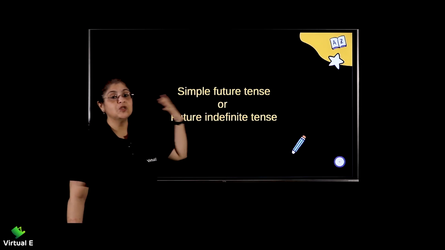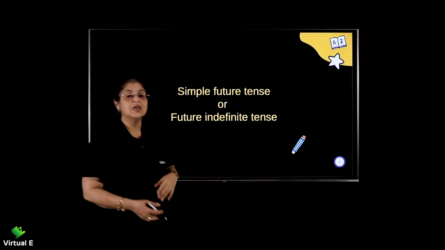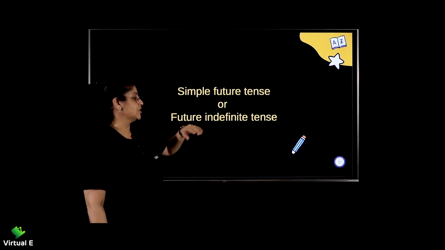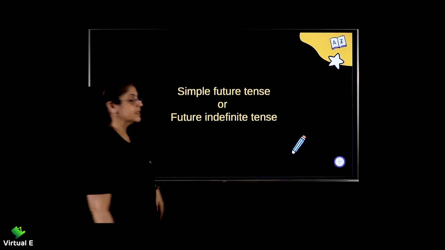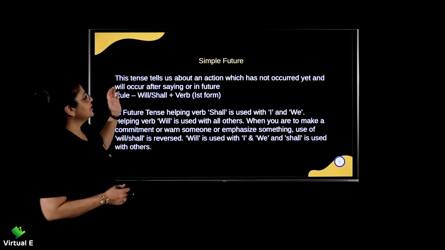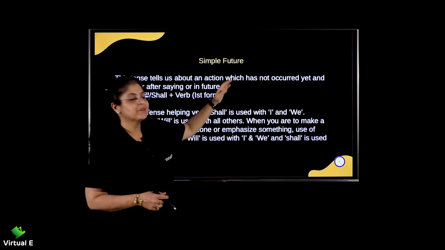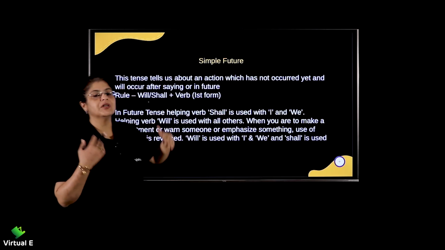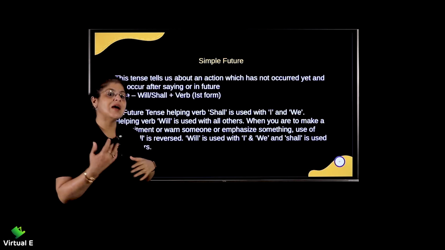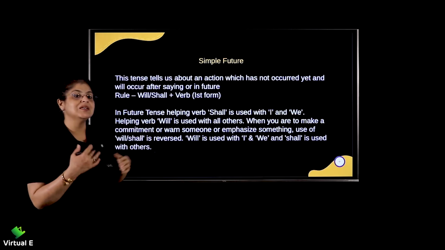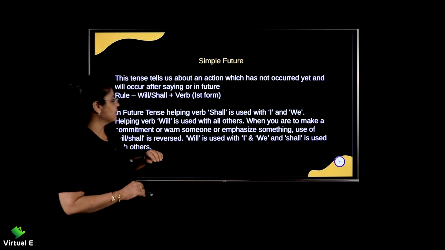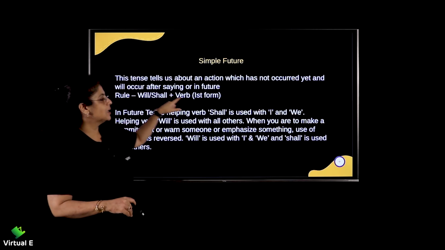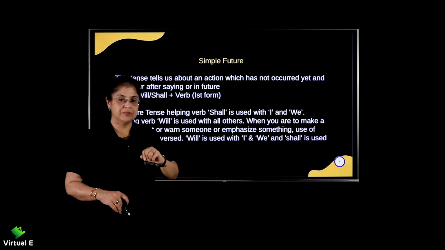Now, talking of tomorrow, talking of an action which is yet to occur: simple future tense or future indefinite tense. So this tense tells us about an action which has not occurred yet and will occur in future. This action is yet to happen. It is about to happen, not yet happened. So here what do you have to remember, the keywords? Will, shall plus the first form of the verb.